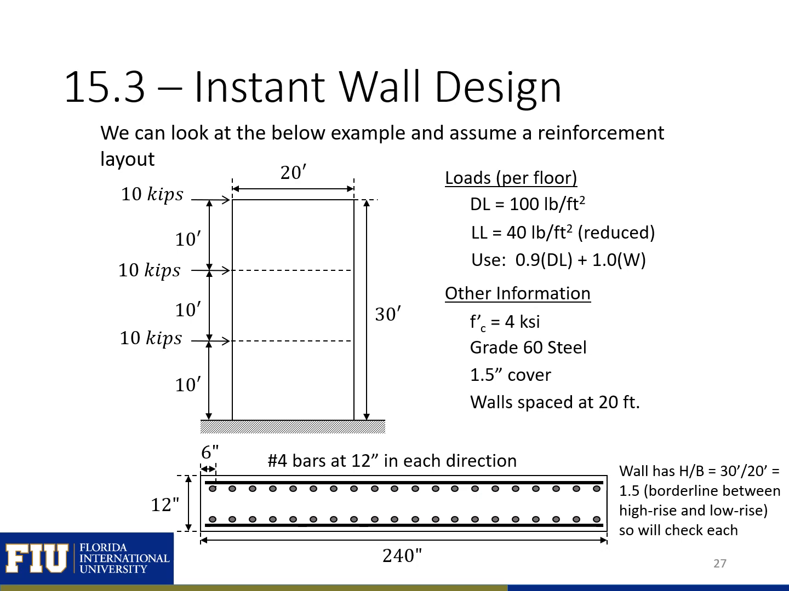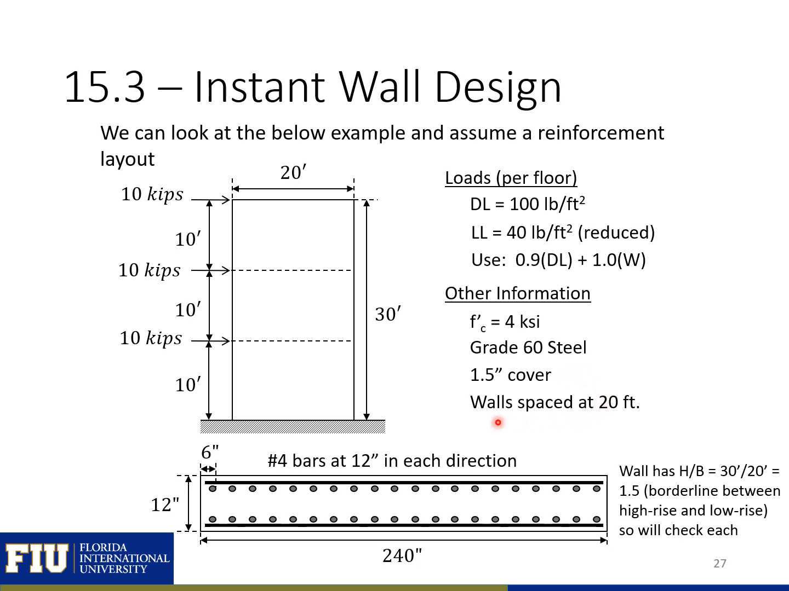Next, we're going to look at our instant wall design. And for this, we're going to look at our below example and assume a reinforcement layout. We'll assume loading of 10 kips on each story, a 10 kip lateral load, and we'll assume our loads per floor are about the dead load about 100 pounds per square foot, the live load about 400 pounds per square foot reduced, and we're going to use a load combination of 0.9 times our dead load plus 1.0 times our wind load.